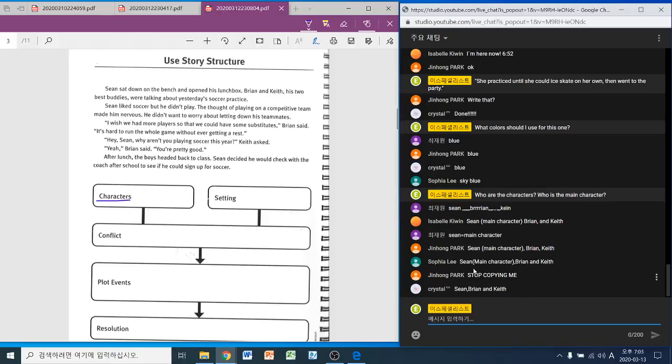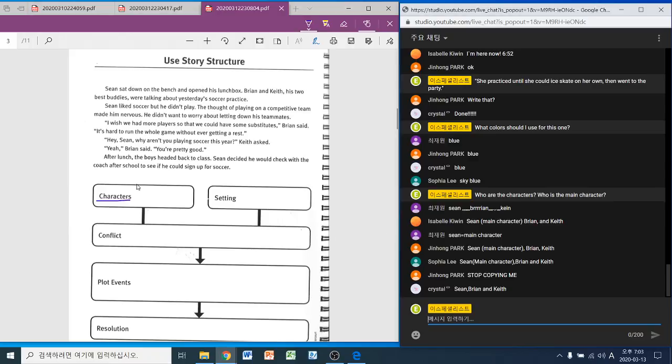Correct. Who's the main character? Sean is the main character. How do we know Sean is the main character? We have some hints that we talk about him first. We're talking about his best friend, so he's the main character. He's the one thinking, he's the one feeling, things like that, right? We're mostly worried about Sean. Sean is our main character, correct?